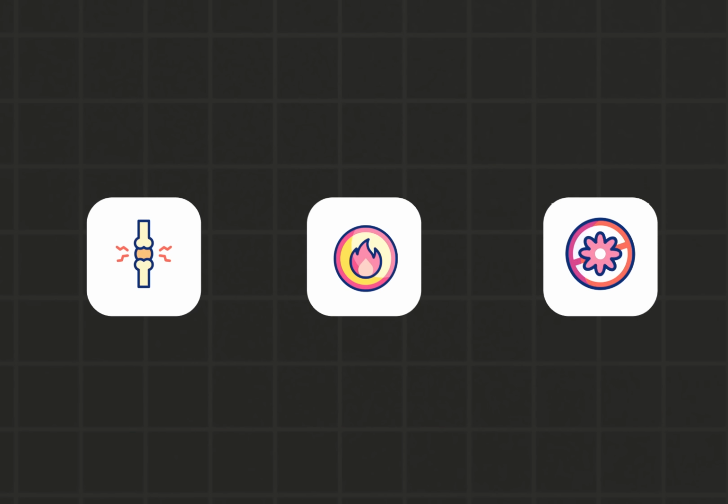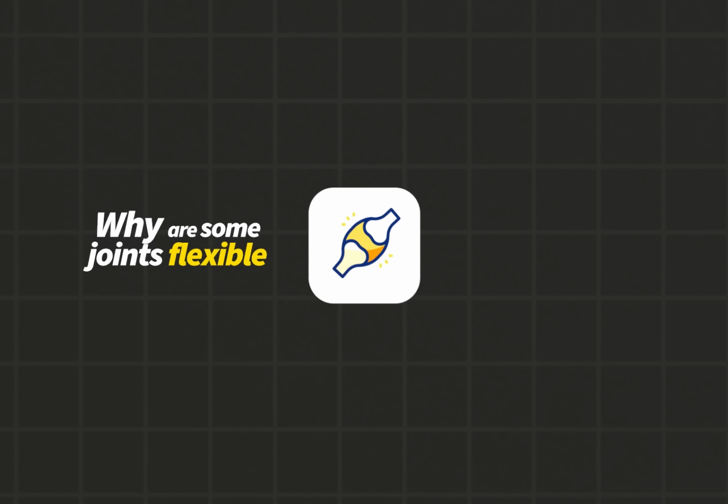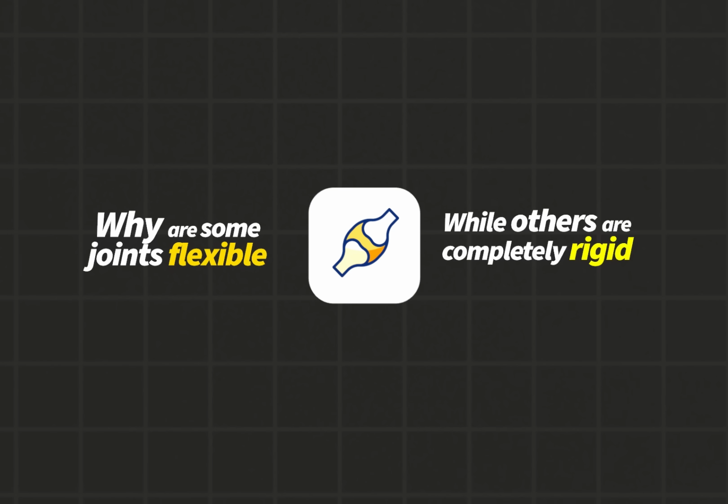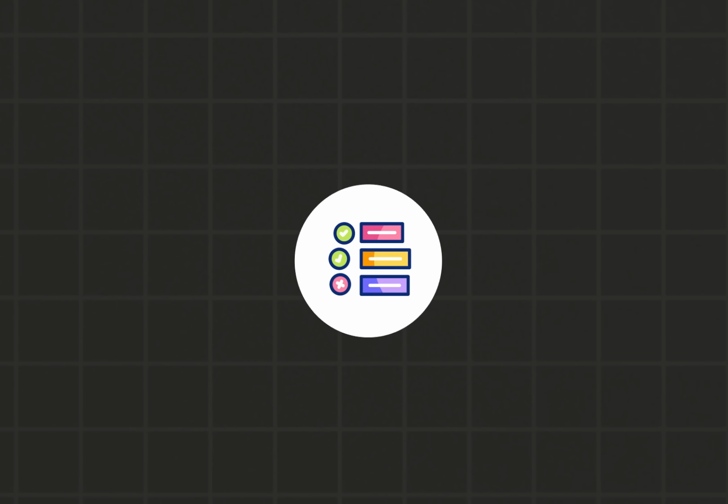When joints wear down, become inflamed, or stop working properly, even the simplest movement can become difficult. So why are some joints flexible while others are completely rigid? What makes one joint allow movements while another barely moves at all? And how do we actually classify all the different joints in the body?